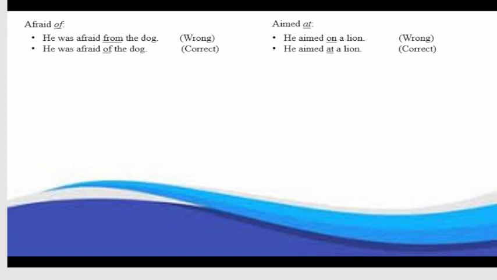Preposition at should be used after the word aimed. For example, he aimed on a lion is a wrong sentence, while he aimed at a lion is a correct sentence. Some other examples of problematic words with their appropriate preposition are given below.